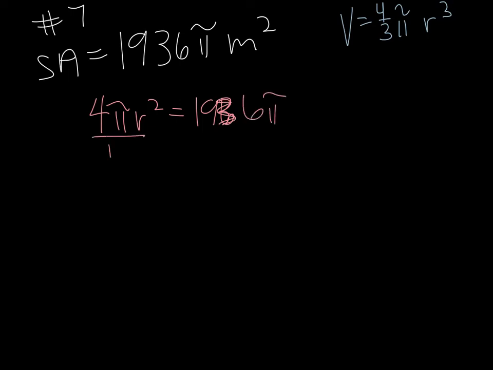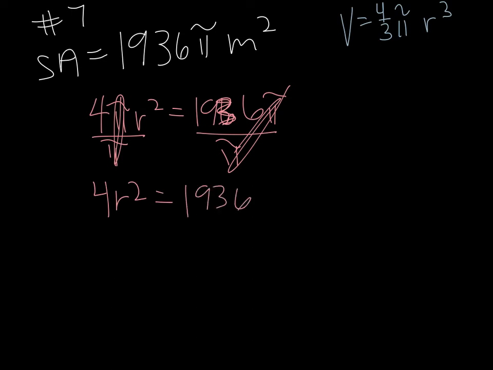First thing I'm going to do is actually divide by pi. The reason why I'm just going to divide by pi is because I noticed that I have pi on this side and pi on this side. So I'm really actually dealing with 4r squared is equal to 1,936. Next thing I'm going to do is divide by that 4. So if I do 1,936 divided by 4, I get 484.